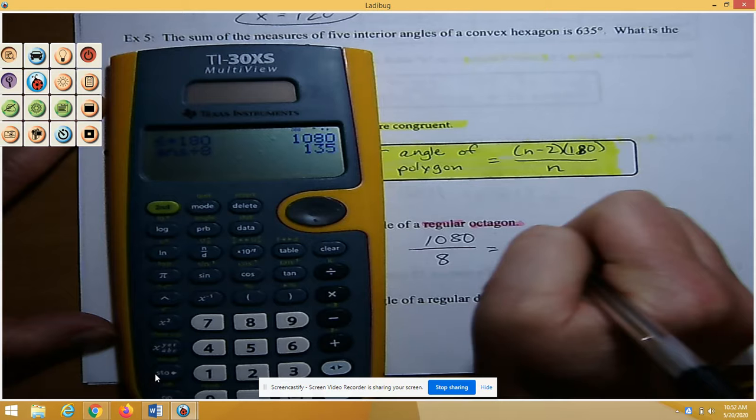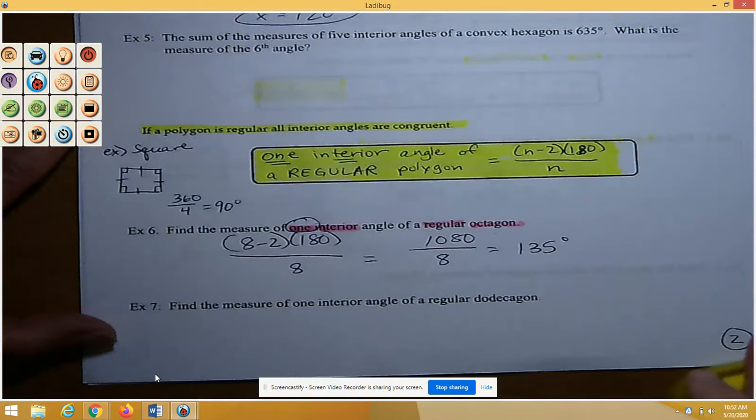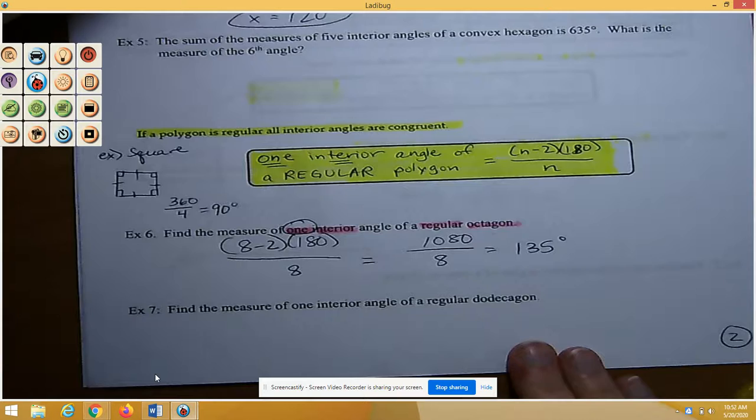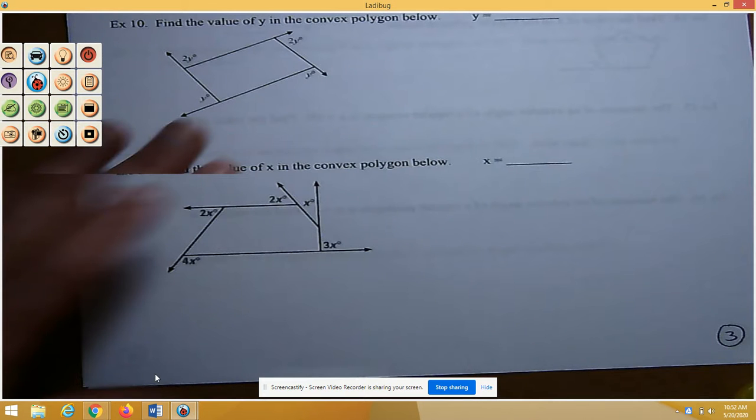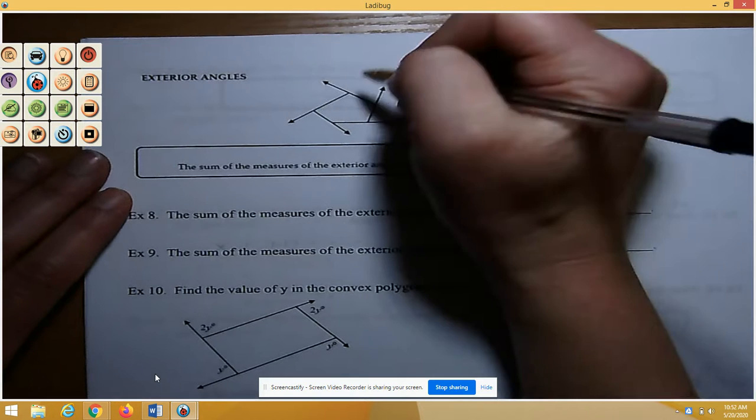Okay, what I'd like to do now is we're going to go to the top of page 3. All right, and we're going to now start looking at our exterior angle. So the first thing that you need to know is, what is an exterior angle? So the exterior angle are these angles here.